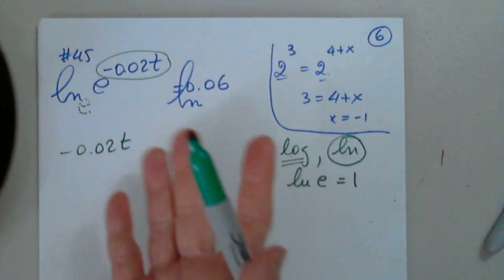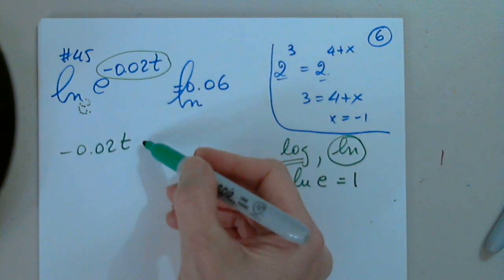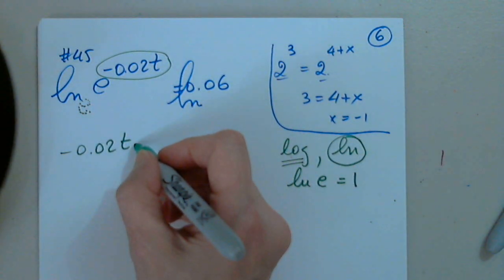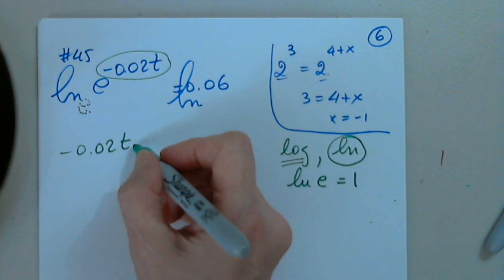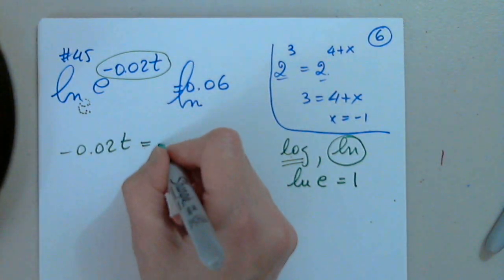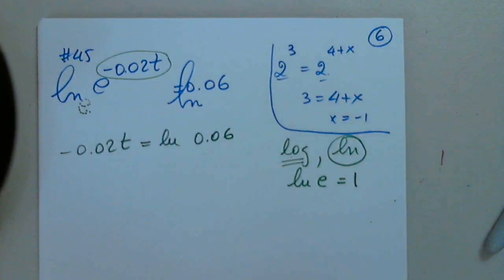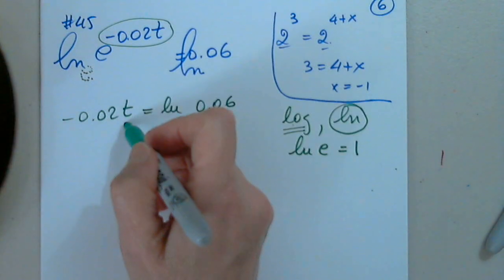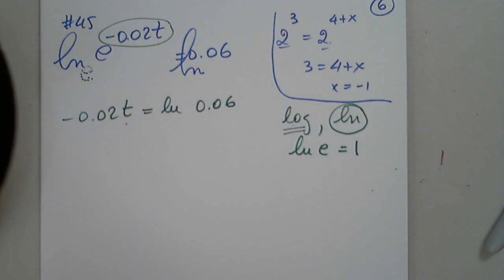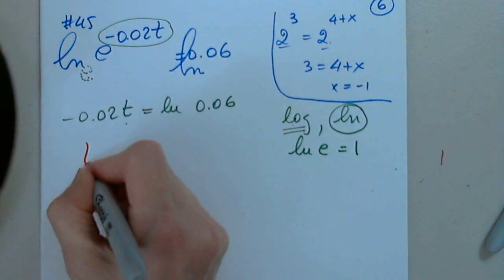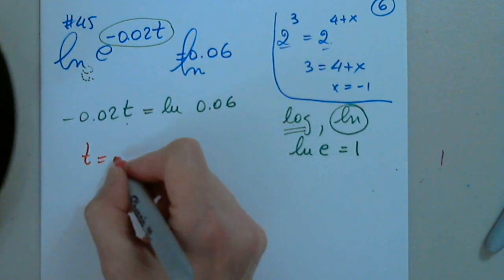And again, I'm going to ask you, how much is natural log e? So what should I write? Times what? 1. Yes, I'm not going to write it. Natural log of 0.06. Perfect. How do I solve for t? What do I need to do to both sides to solve for t? Divide by negative 0.02. That's it.